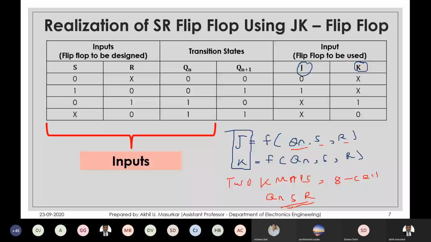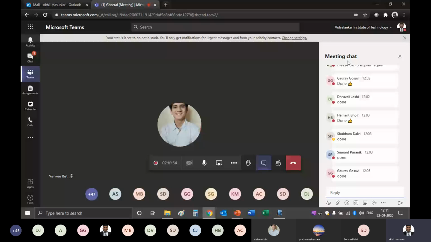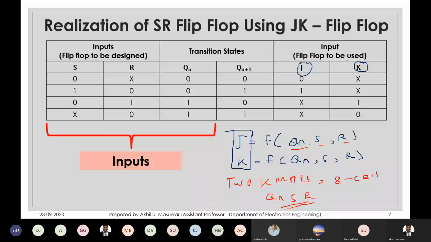So should we go ahead? Okay, so copying this should not take more time now. Let's go to the next one, that is the K-map. K-map simplification for input J.